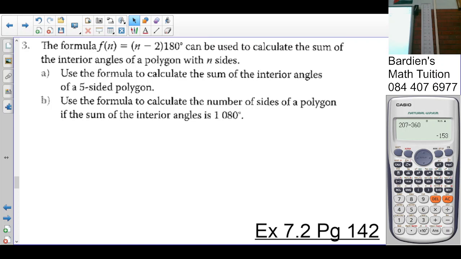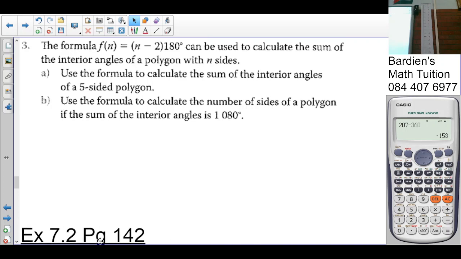Question 3. We are told the formula f of n is equal to (n minus 2) times 180 can be used to calculate the sum of the interior angles of a polygon. What's a polygon? It's a closed figure made up of n amount of sides. It must be made up of edges, straight lines.